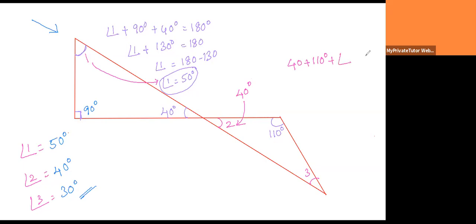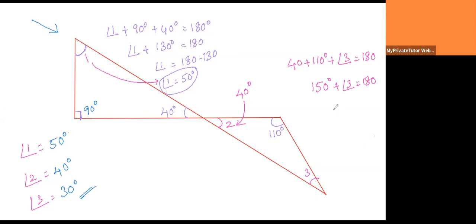Okay. And then to find the angle 3, we just need to add the given angles and then you need to subtract. 150. How do we need to find this?